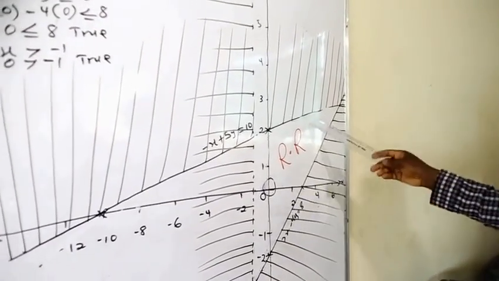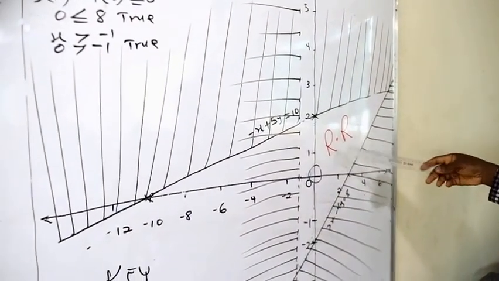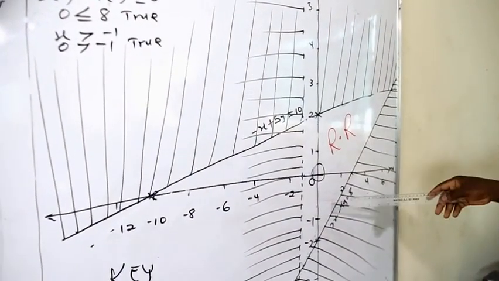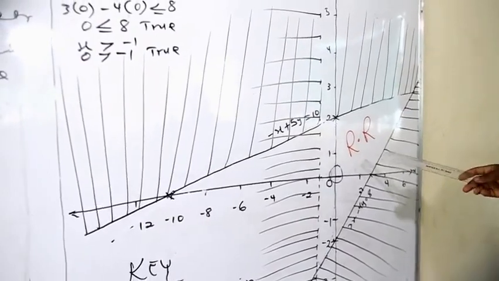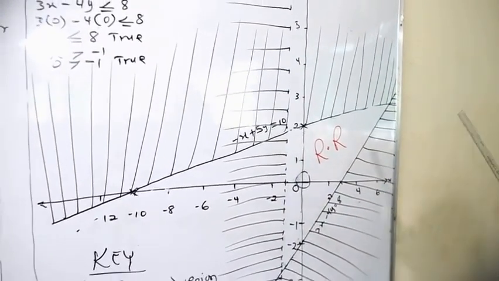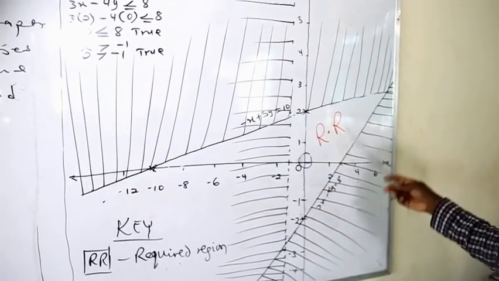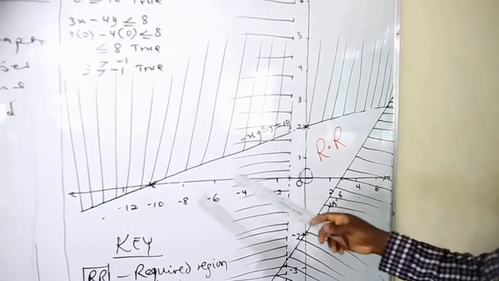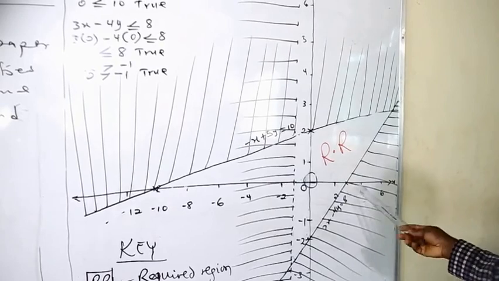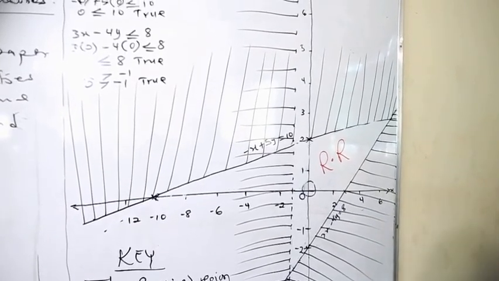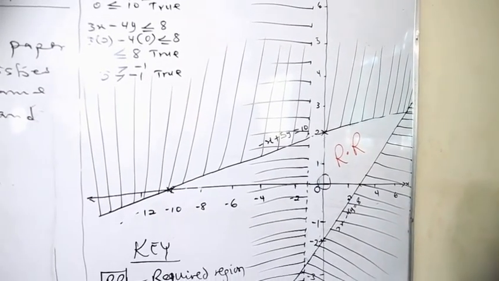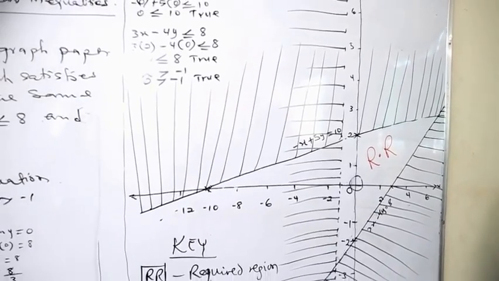Then having done that, we will discover there's a portion here. The whole of this portion is the required region, the area representing the inequality given to us. So, we've been able to illustrate the inequality given to us using graph paper. Not only that, identifying the region satisfying the inequality.